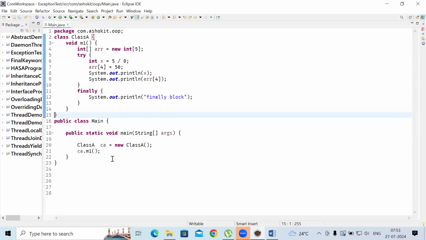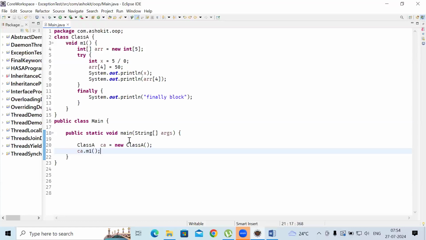Next question. Is the caller method handling the exception here? Answer is no. How can you say it is handling the exception? If it is having try catch blocks in the main method for M1, then it is handling the exception.